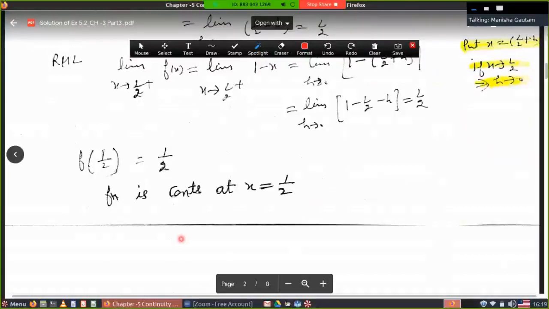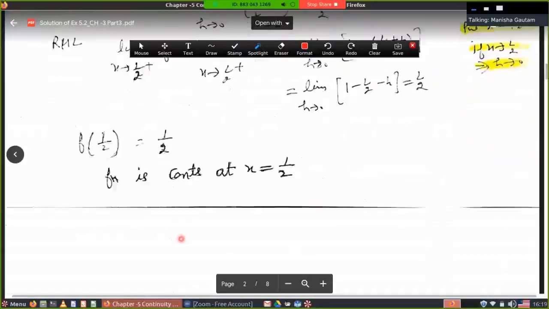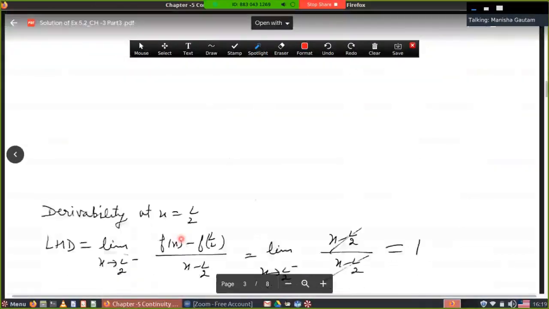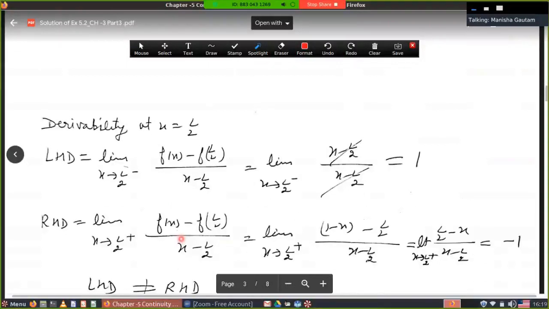But you have to prove now that it is not differentiable. Now apply the formula on it for the left-hand derivative and right-hand derivative. Here I have used the formula not with h tending towards 0, but x tending towards x naught. The formula will be [f(x) minus f(x naught)] upon x minus x naught. Here x naught is half. So put the values.